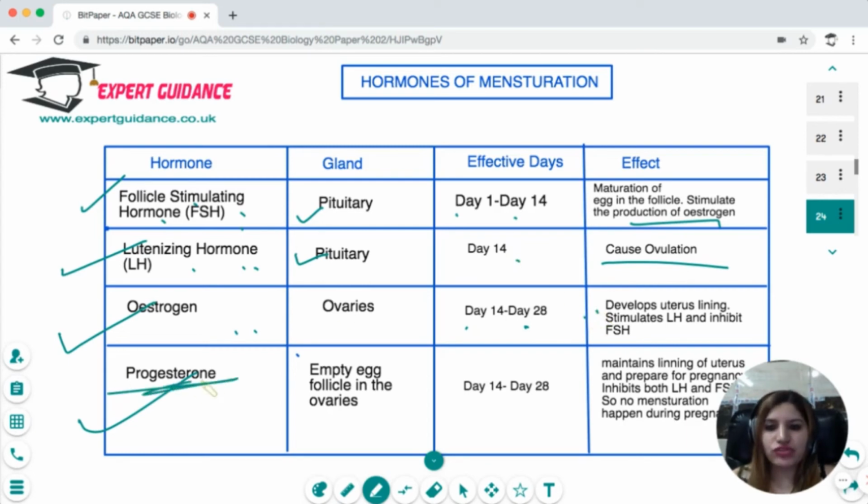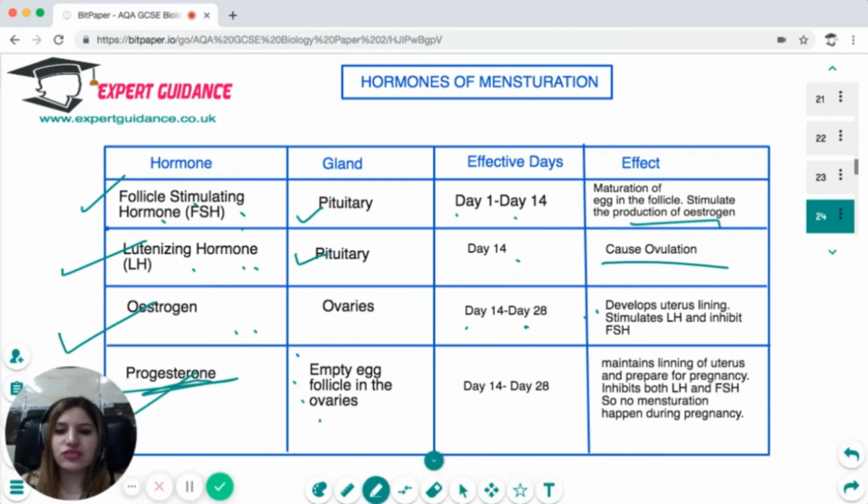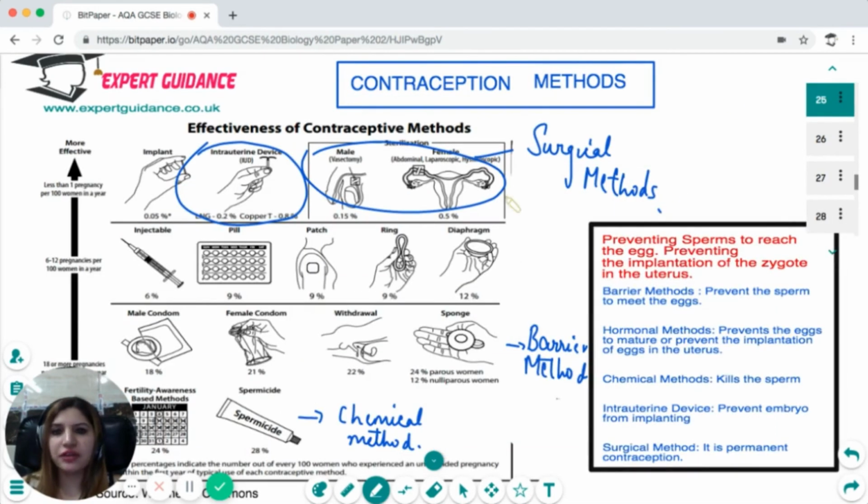And the progesterone is released by the empty egg follicle in the ovaries, and it is responsible for maintaining the uterus lining from day 14 to day 28 and prepares for pregnancy. It inhibits both LH and FSH, so no menstruation happens during pregnancy. Okay, so I hope these various hormones of menstruation are clear to you.